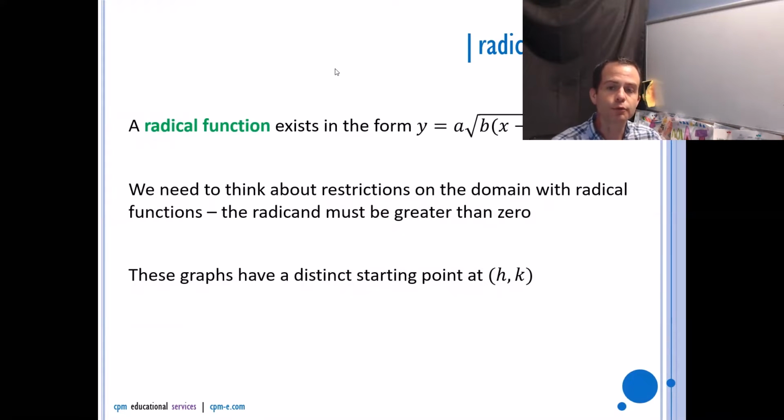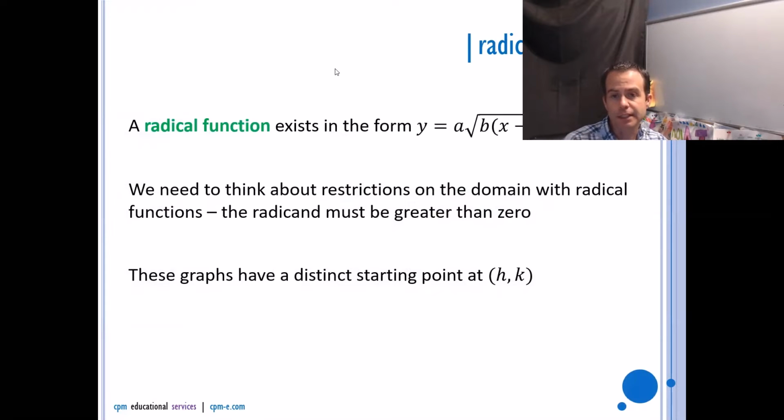We do need to think about restrictions with radical graphs. The radicand must always be greater than or equal to 0. So don't get caught in thinking that that means x has to be greater than 0. The whole thing underneath has to be greater than or equal to 0. And that's because I can't take the square root of a negative number.